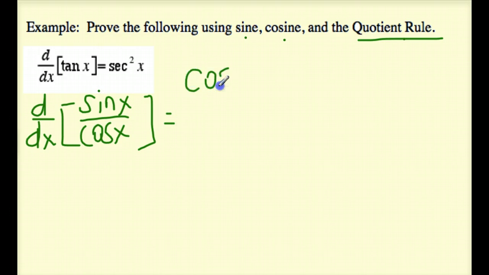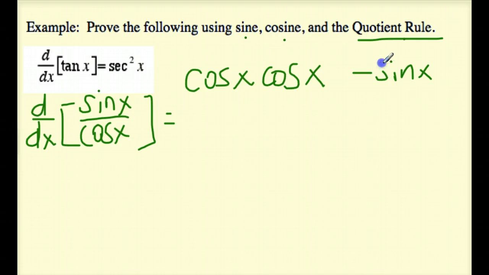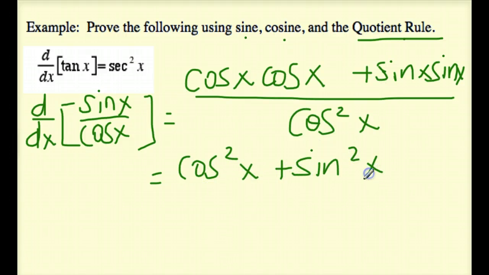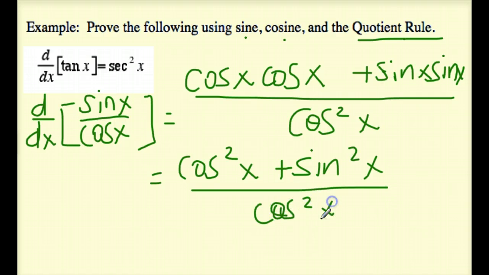We get the bottom times the derivative of the top. Derivative of sine is cosine of x. Minus the top, which is sine of x, times the derivative of the bottom. Well, derivative of cosine is negative sine, so that's going to change this to a positive, and I'm going to get a sine x here, all over the bottom squared, which is cosine squared of x. Is that correct? Okay, so I'm going to simplify this, and I get cosine squared of x plus sine squared of x all over cosine squared of x.